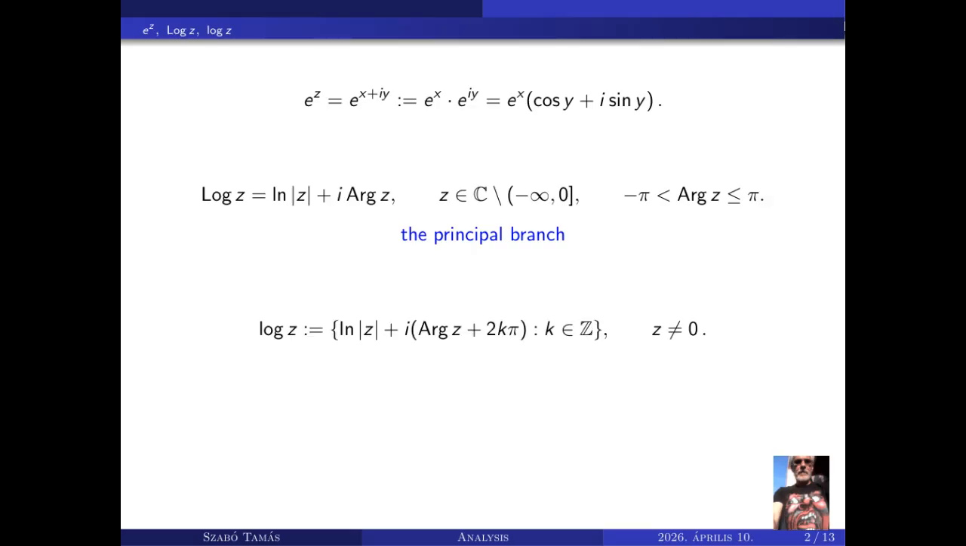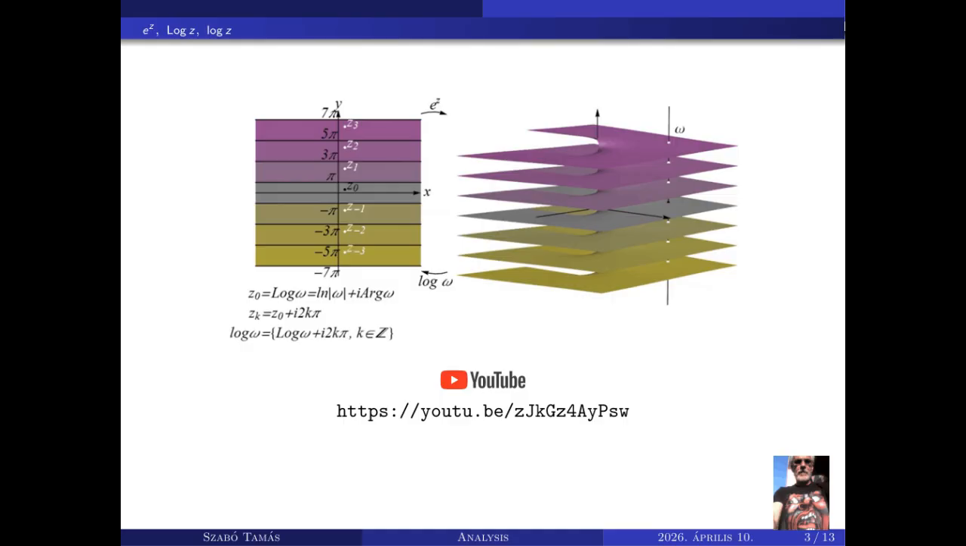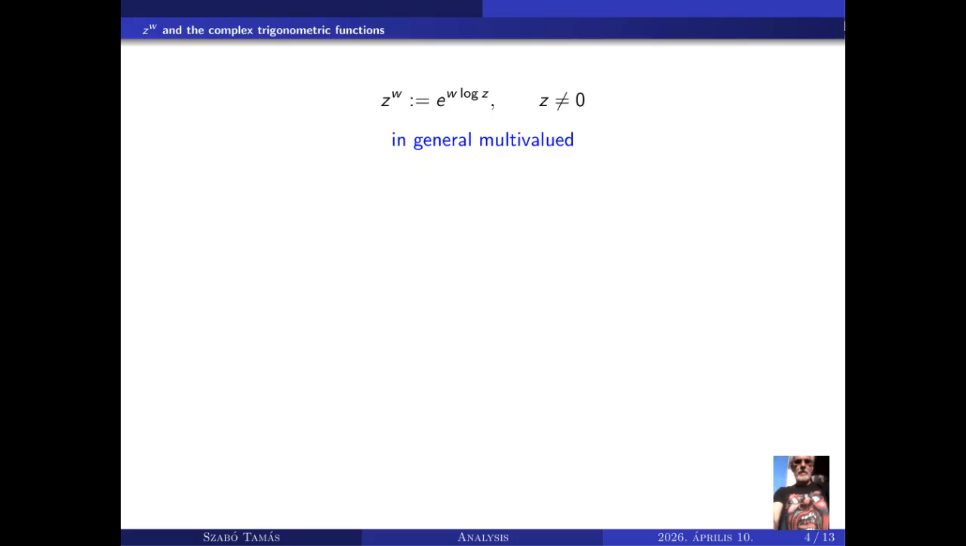Log z equals the set of all numbers ln|z| + i times the quantity arg z + 2kπ, where k belongs to the integers and z is not 0. This picture illustrates capital Log z and log z. z^w is defined as e^(w log z) for z not equal to 0. In general, this is multivalued.